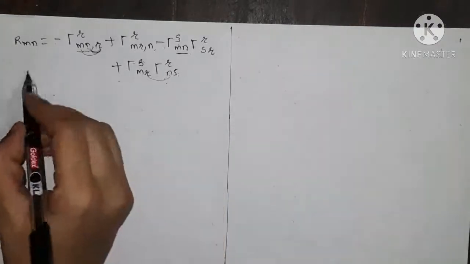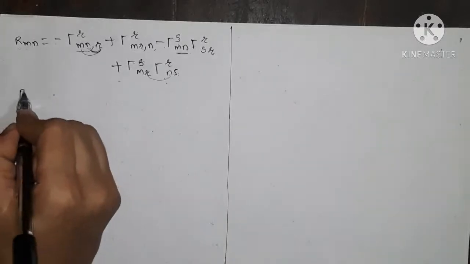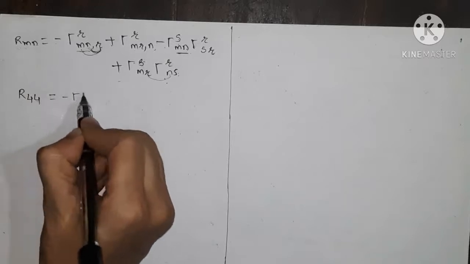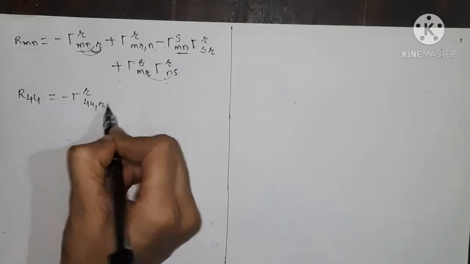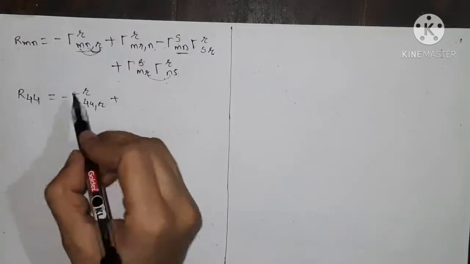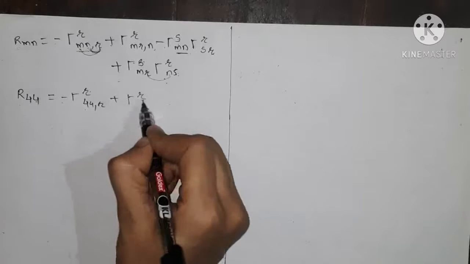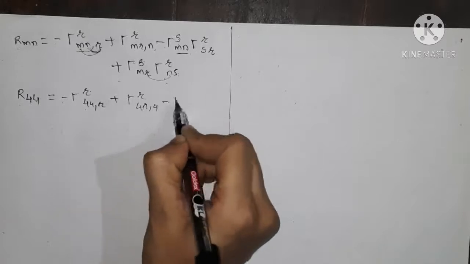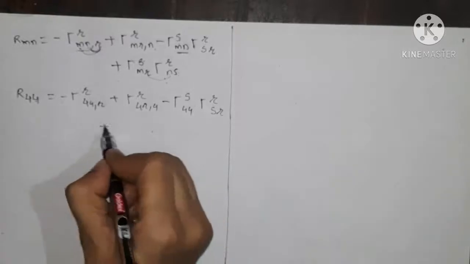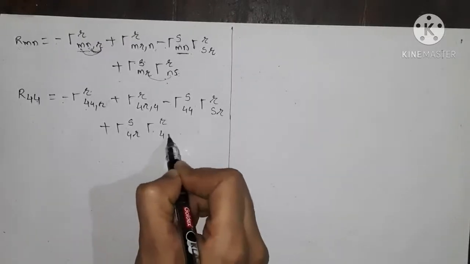And thus if we substitute m equals n equals 4, we find the value of R44, which is given by R44 equals minus gamma of r 44 comma r plus gamma of r 4r comma 4 minus gamma of s 44 gamma of r sr plus gamma of s 4r gamma of r 4s.